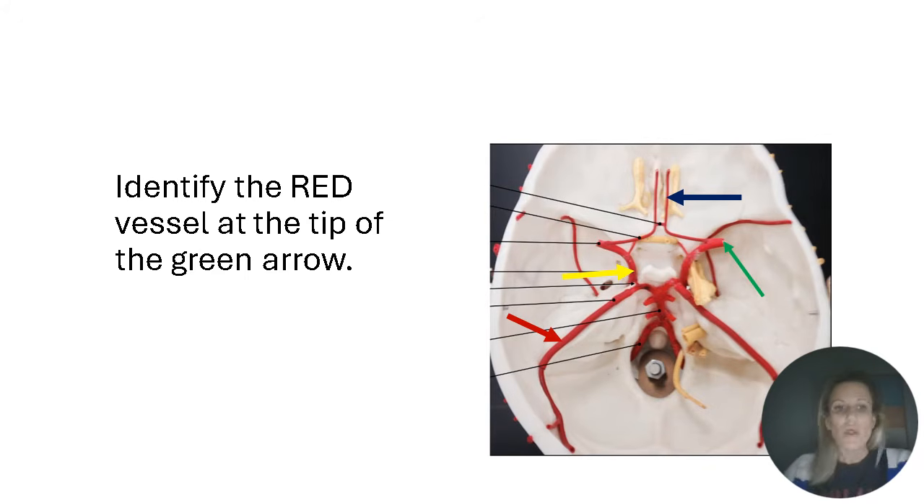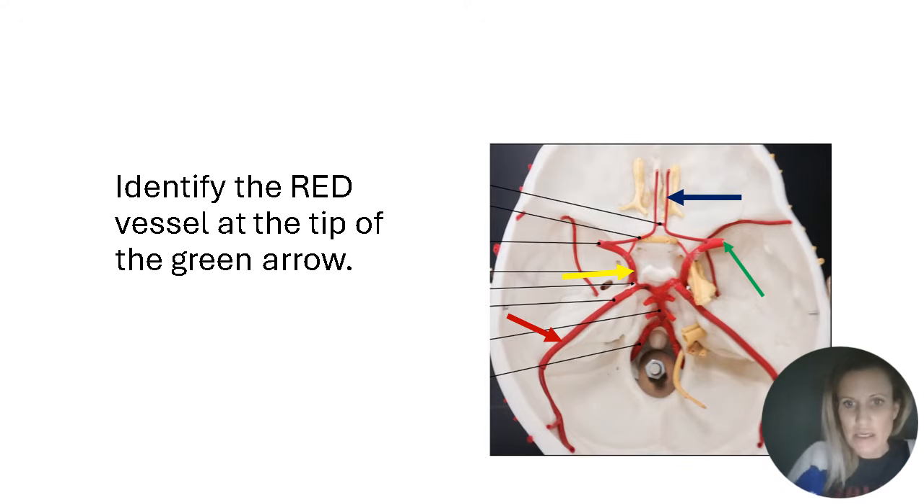Identify the red vessel at the tip of the green arrow. Again, this is blood flow in the brain, so we're looking inside the skull right now. Remember, I said that most of the vessels in here are going to be either cerebral arteries, bringing blood to the brain, or communicating arteries, just connecting all the others.